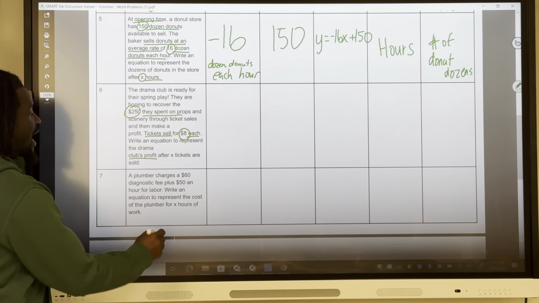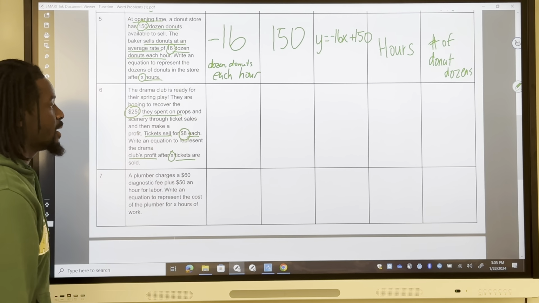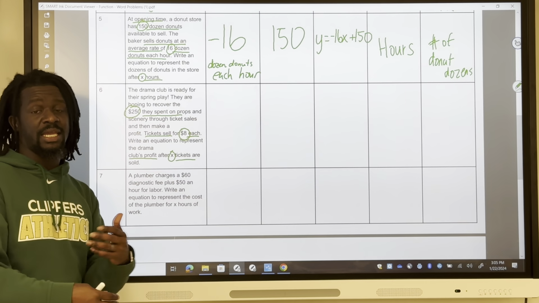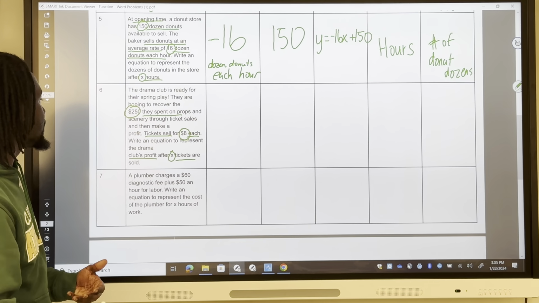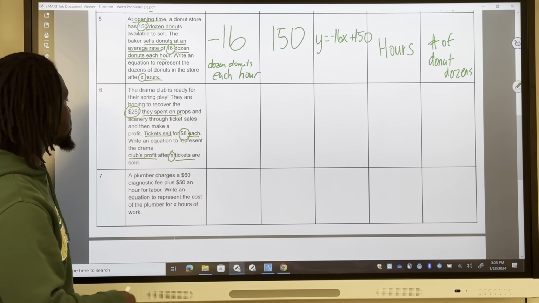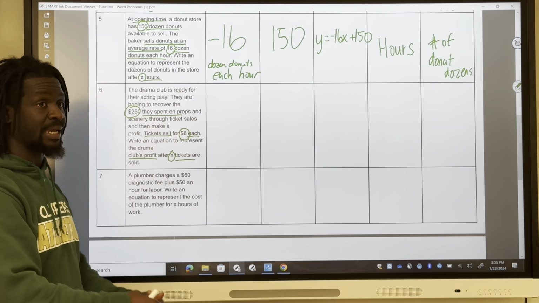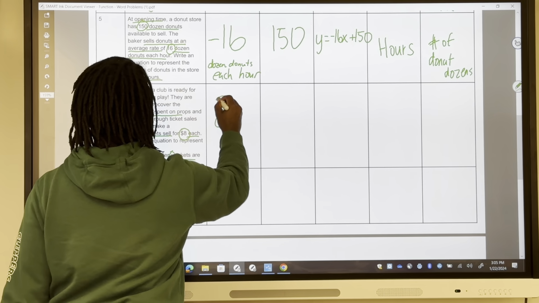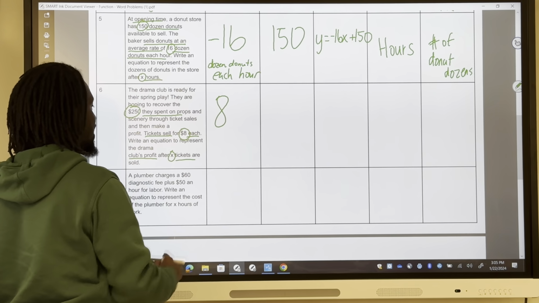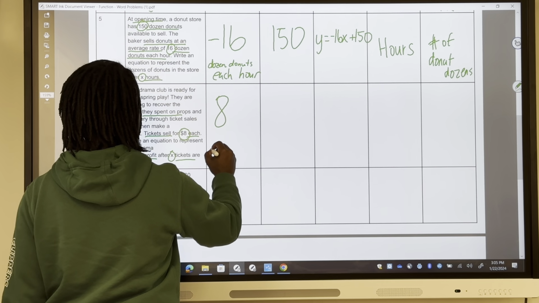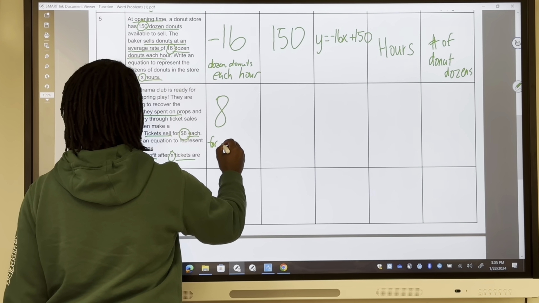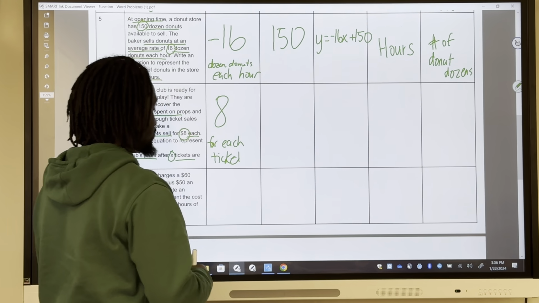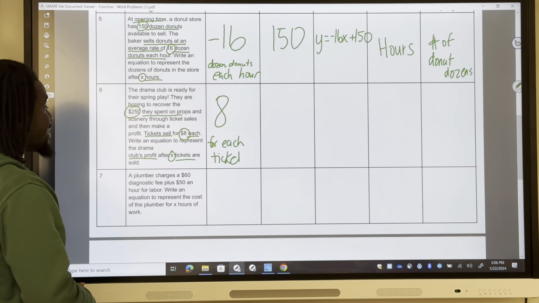Okay, little different, little challenging. Let's see if you got it. Okay, so what is the rate of change? Okay, what is changing? Well, they are selling tickets for $8 each. So what's changing is the number of tickets that are being sold, and that is for $8 each. Okay, so they're making $8 for each ticket. Okay, so for each ticket they're making $8.